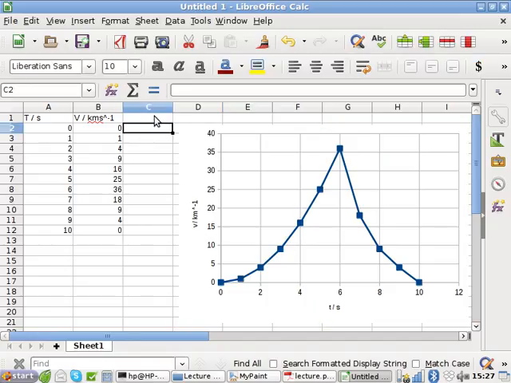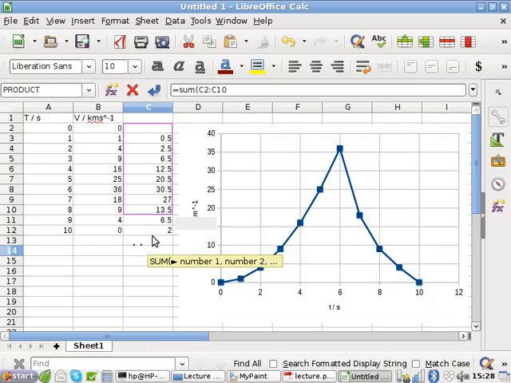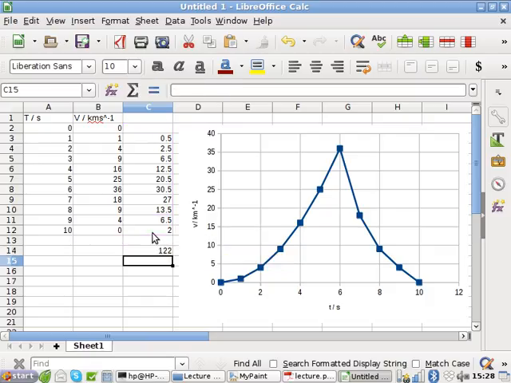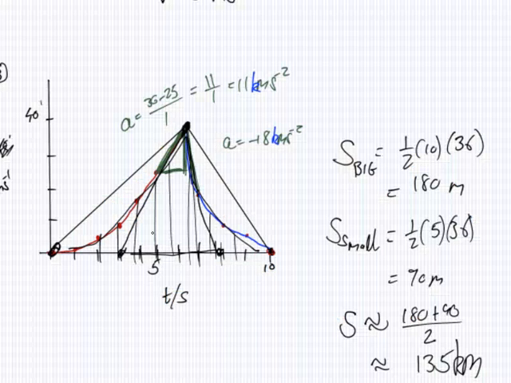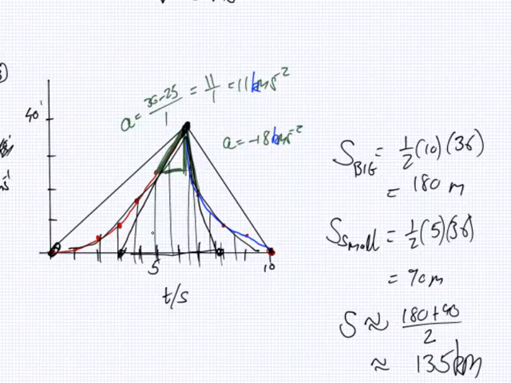So I'll just do it roughly. Let's see if it's close. Yeah, not too bad. 122, and I got 135. Not too bad. I never said it was going to be perfect, but we're in the right area. It's not like I got 500 or something.